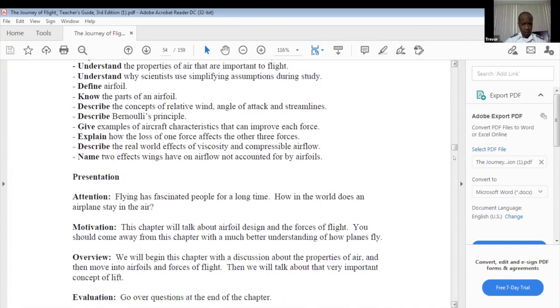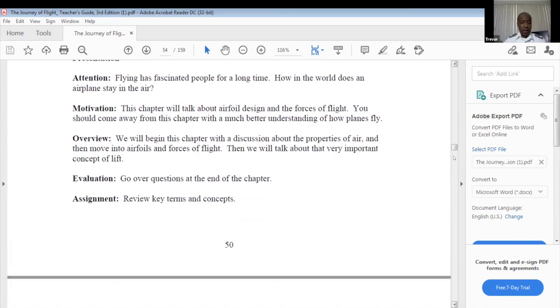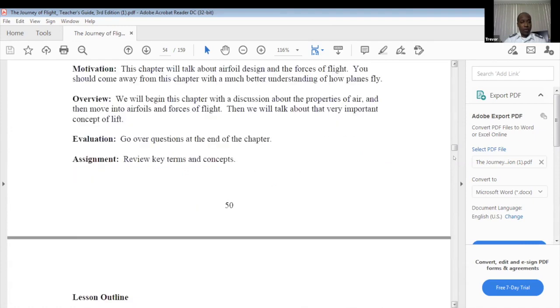Now, pay particular attention. Flying has fascinated people for a long time in the world. And that's what led us to this point where throughout the decades, mankind has always wanted to fly. Through experimenting and tapping into each other's resources and experiments, it gets better and better as you go by. So let's dig into the meat of the matter.